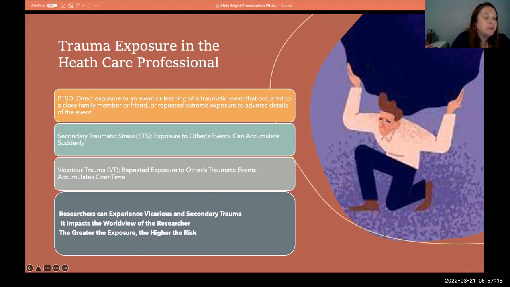Secondary traumatic response, or secondary traumatic stress, is a concept that was developed by Beth Stamm and Charles Figley and others in the early 1990s when they sought to understand why service providers seemed to be exhibiting similar symptoms to people with PTSD without necessarily having been exposed to trauma themselves.